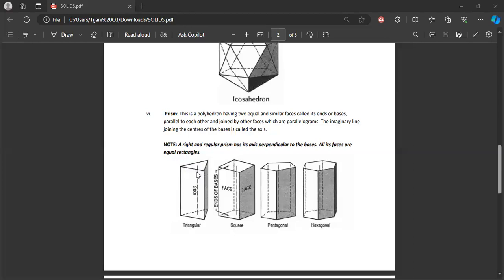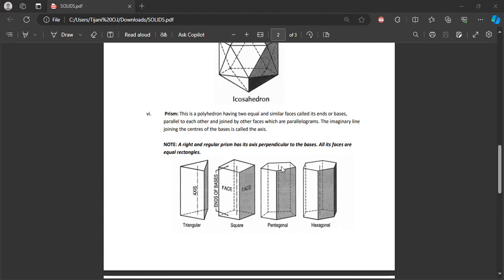So if you look at what we have here, this is a triangular prism. Here we have a square prism. This is a pentagonal prism, and this is a hexagonal prism. So we name these prisms based on the shape of their ends, or their bases. When you look at this triangular prism, the upper face is a triangle, and the lower face is also a triangle. So that makes us call it a triangular prism. Likewise, for a square prism, the upper end is a square and the lower end is also a square. So that makes us call it a square prism.